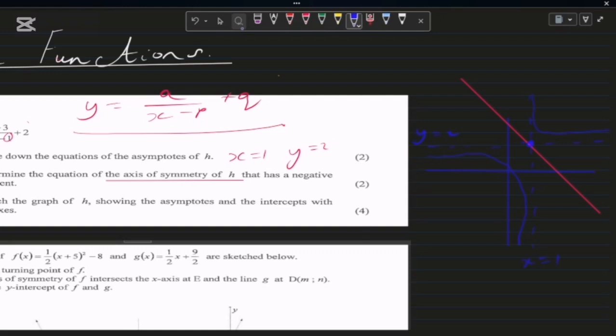So that is information number one. And then another piece of information that we do know is that this line has a negative gradient. So we know that the gradient m is -1. Remember, for hyperbolas, there are two axes of symmetry. One has a positive one gradient, and the other has a negative one gradient. We know that already.